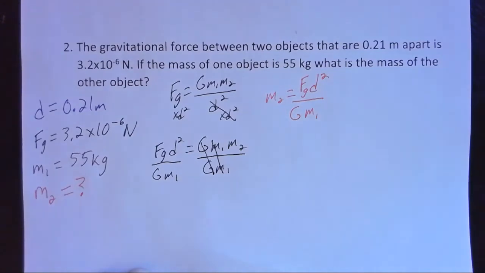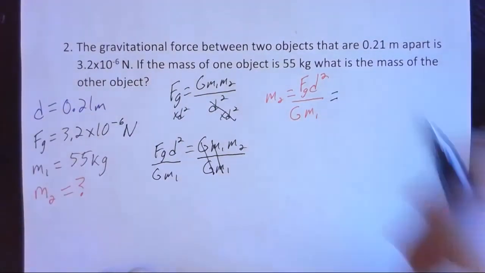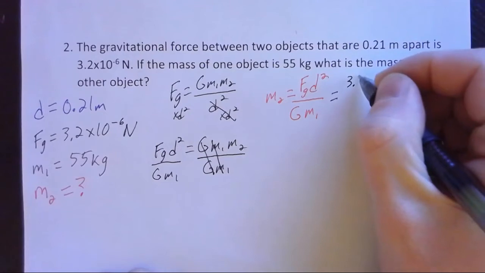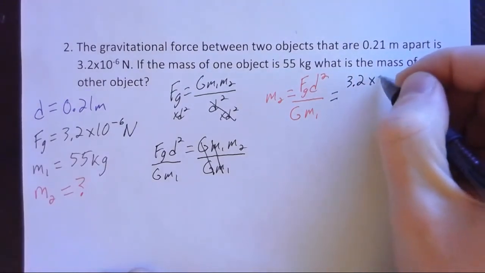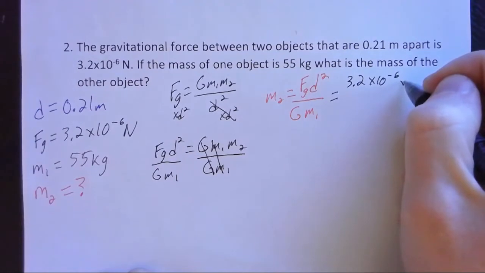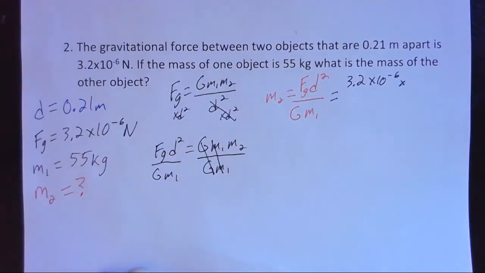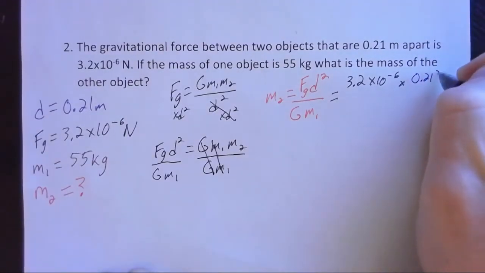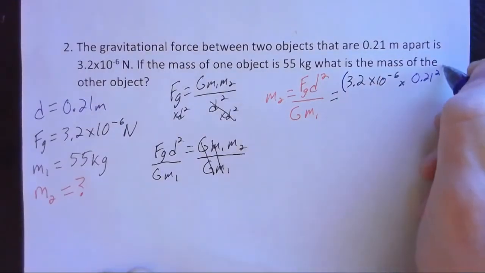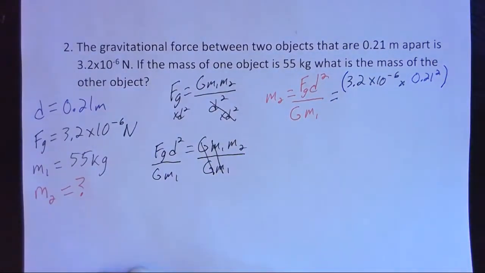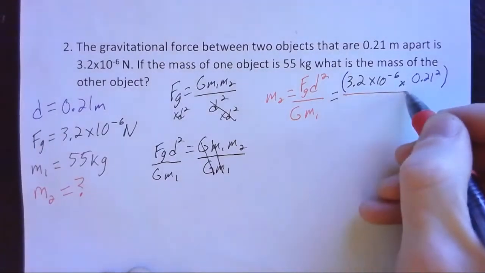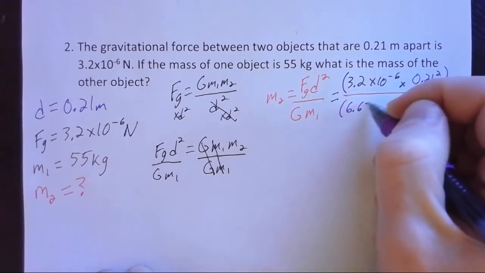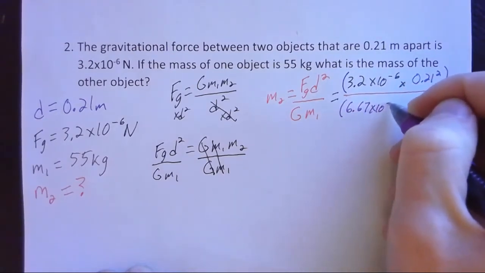Be sure that when you plug this into your calculator, you wrap both sides in parentheses in order to make sure the multiplication occurs before the division. Next, we'll plug in our values as shown in the problem. The force of gravity is 3.2 times 10 to the negative 6 newtons. The distance is 0.21 meters, which is squared in the problem. We'll then divide this by the gravitational constant, which we know is always 6.67 times 10 to the negative 11. And this will be multiplied by the mass of the first object, which is 55 kilograms.